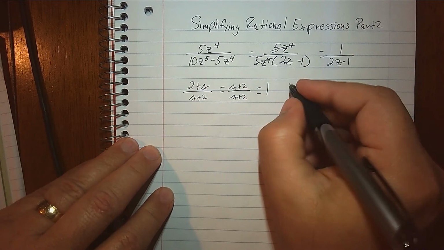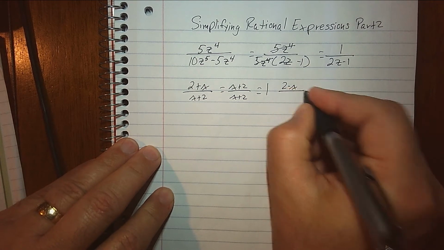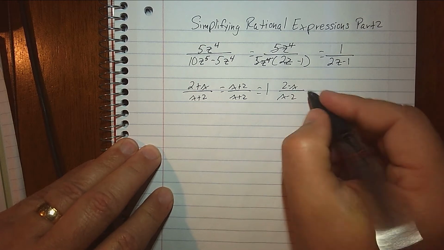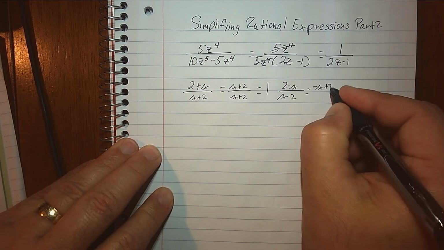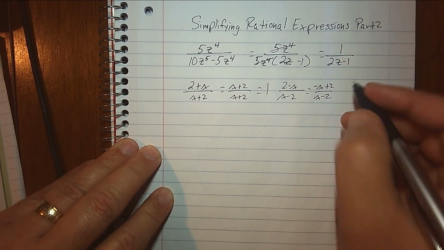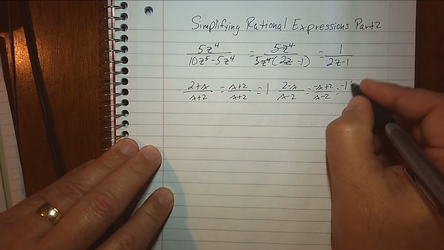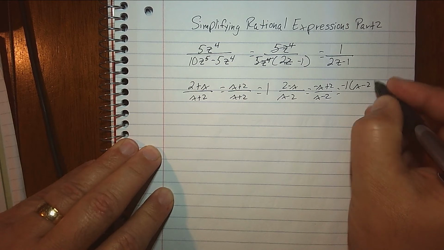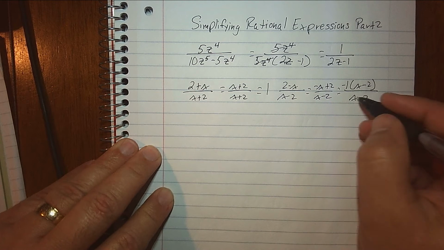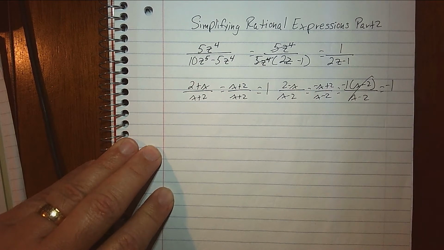Or I might have 2 minus x over x minus 2. Well, this is a little bit different. I can still move this around, but I can't just cross those out. I've got a little bit of work to do. I've got to pull a negative 1 out of the top so that I end up with x minus 2 over x minus 2. So that gives us negative 1.